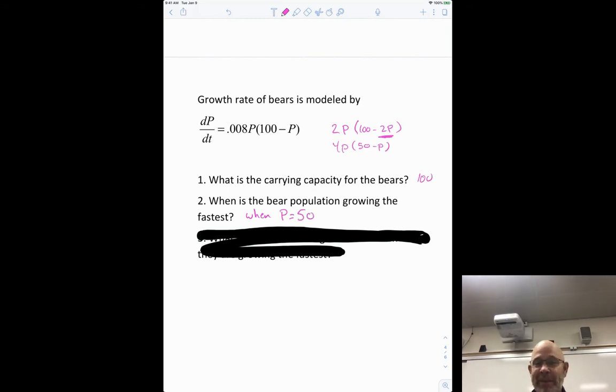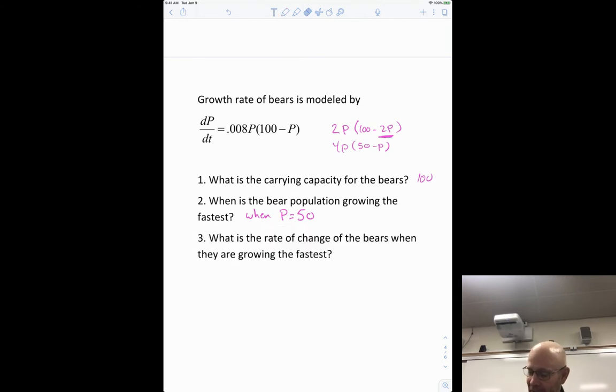Now, this is a bit weird because we don't talk about time, right? Normally, when you hear "when," you'd want to say, oh, at time equals something, but it's when the population is equal to 50. And then the last question might say, what is the rate of change of the bears when they are growing the fastest? Well, remember that this is my formula for the rate. So I would go 0.008 times 50 times 100 minus 50. I'd probably need a calculator for that. It doesn't really matter, but that would be the rate of change. So that's really all that gets asked in logistic differential equations. It's actually a new idea for the BC class. It came into play about 5 years ago or so. Maybe a little bit longer, but we'll study it a little bit more.